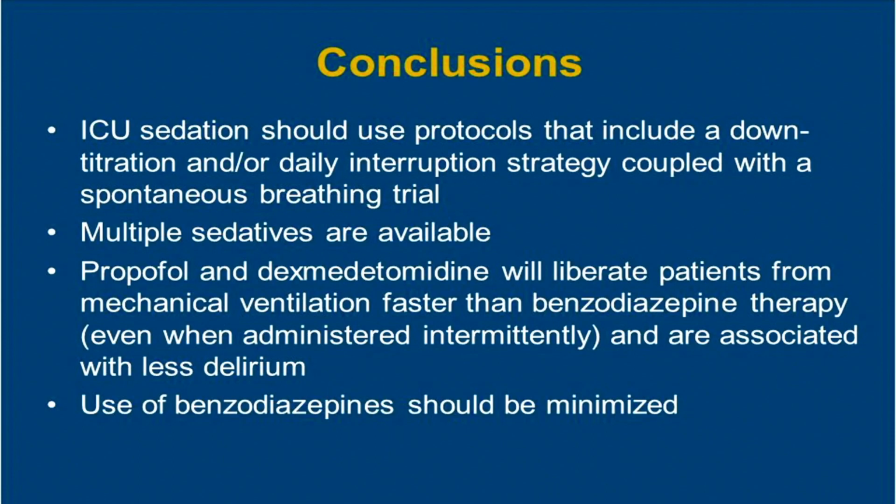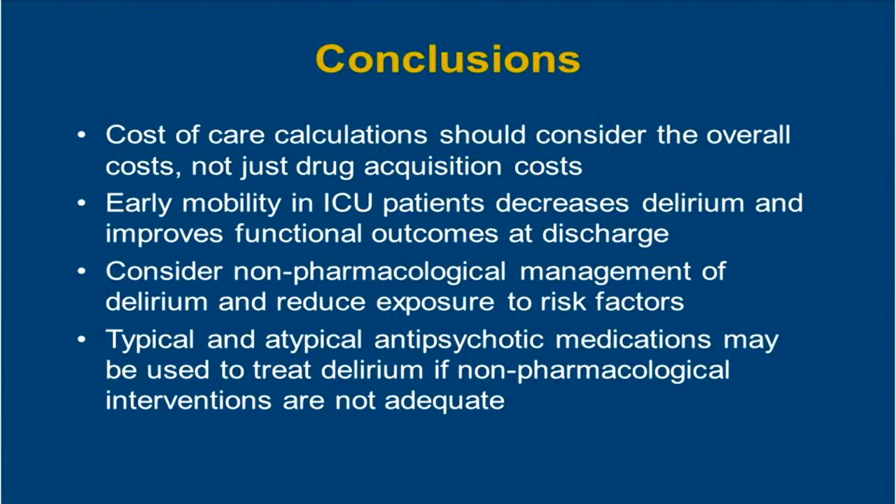So to conclude, ICU sedation should be protocolized, that includes down titration and daily interruption strategy. Multiple sedatives are available, but we have to choose accordingly. Propofol and dexmedetomidine will liberate the patient from mechanical ventilation faster than benzodiazepine therapies as per study. Use of benzodiazepine should be minimum. Cost of care calculation should consider the overall cost, not just the drug acquisition cost.